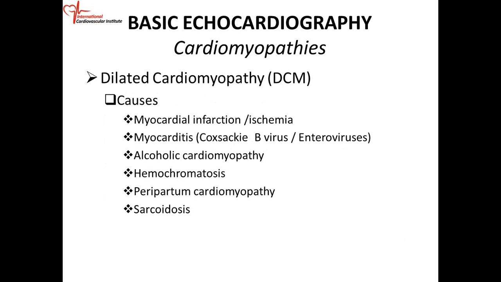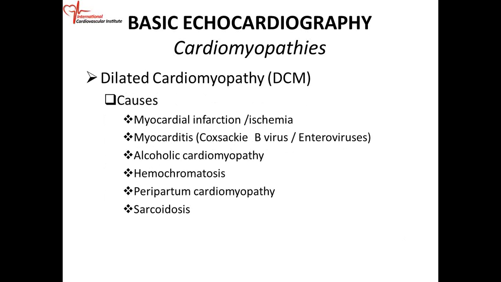So a viral infection can affect the heart muscle, and it can get thin, and it can dilate, and then the chambers will be dilated. The ejection fraction will be reduced, and the patient can develop a dilated cardiomyopathy.